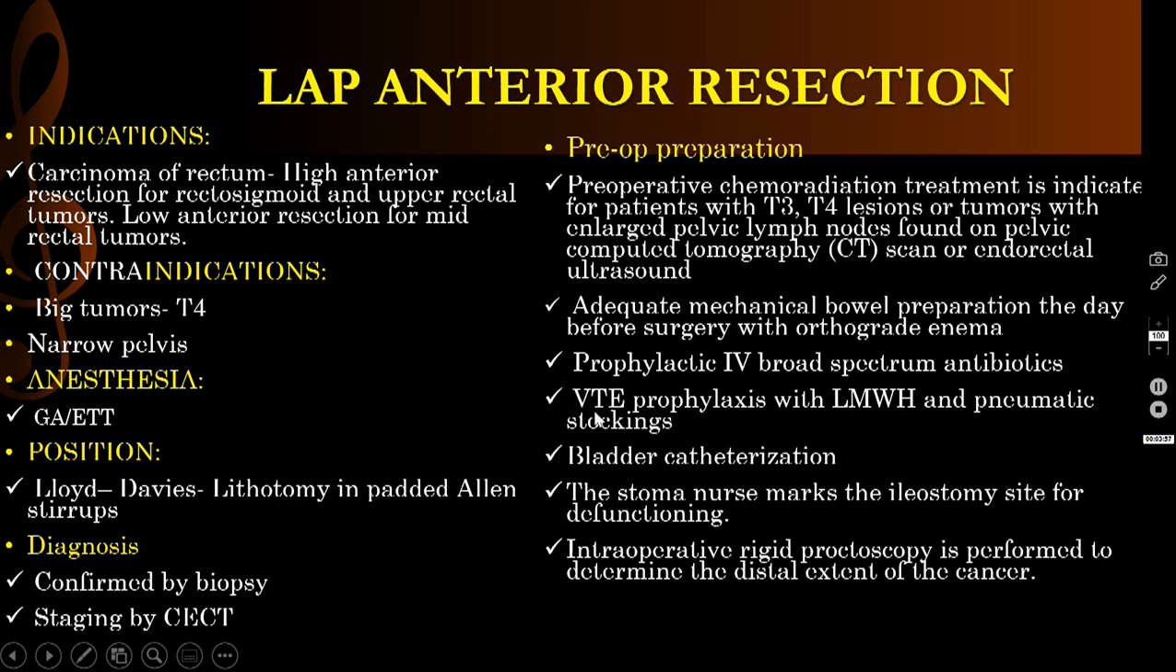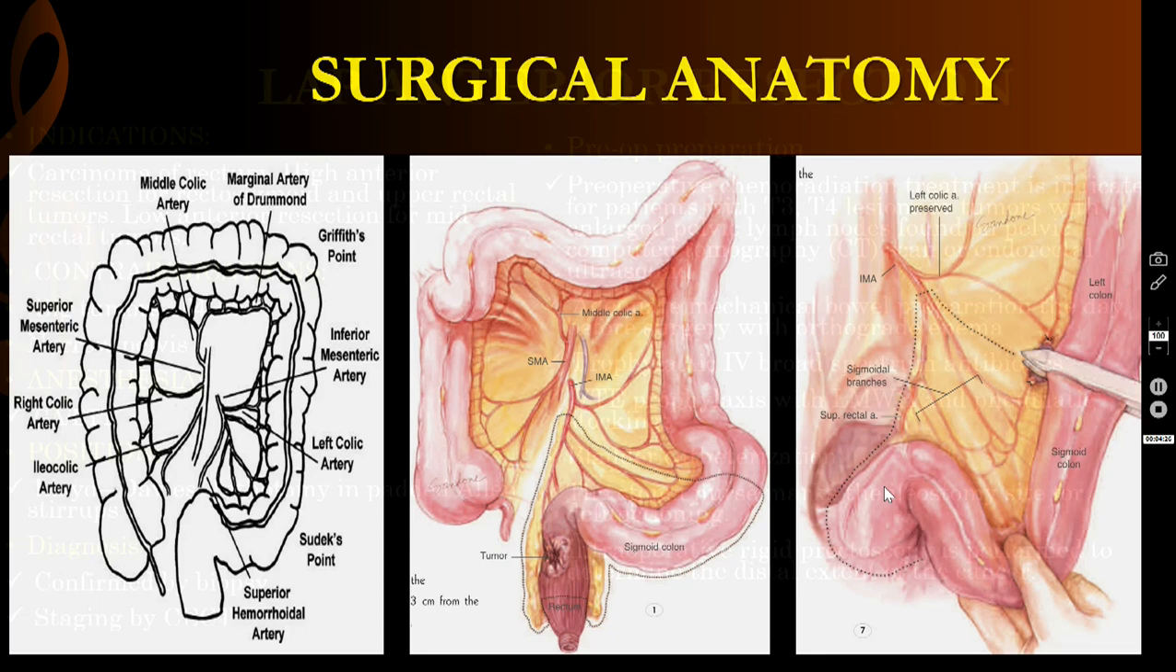VTE, that is venous thromboembolic prophylaxis, with low molecular weight heparin and pneumatic stockings should be done. Bladder catheterization you have to do. The stoma nurse should mark the ileostomy site for the defunctioning ileostomy. Intraoperative rigid proctoscopy is performed to determine the distal extent of the cancer.